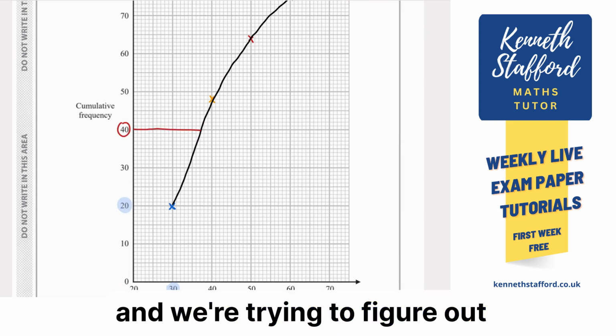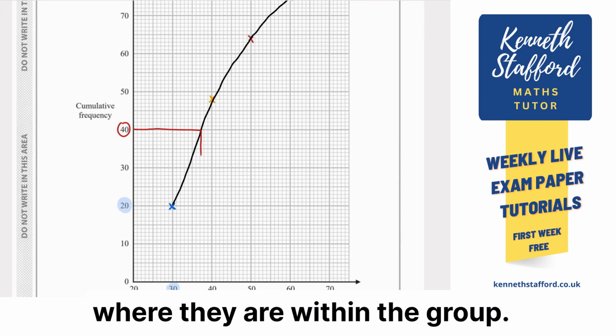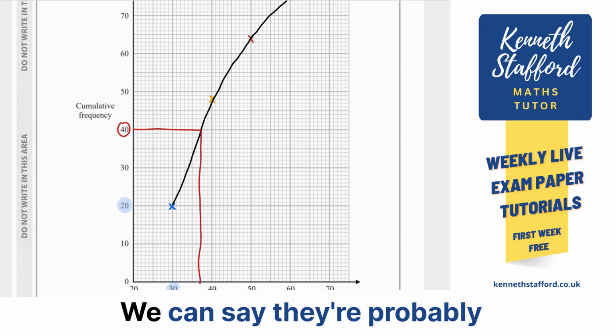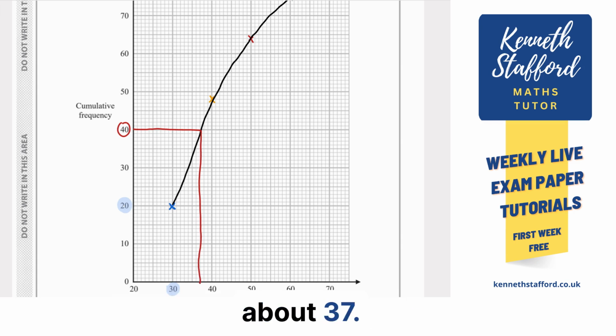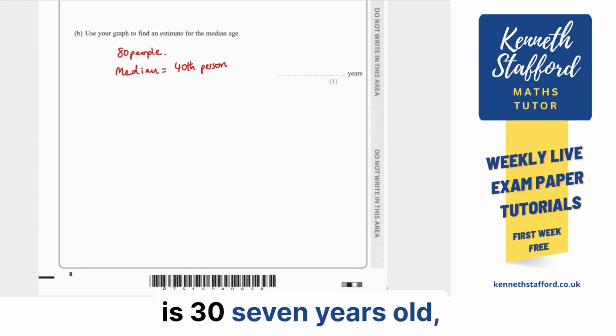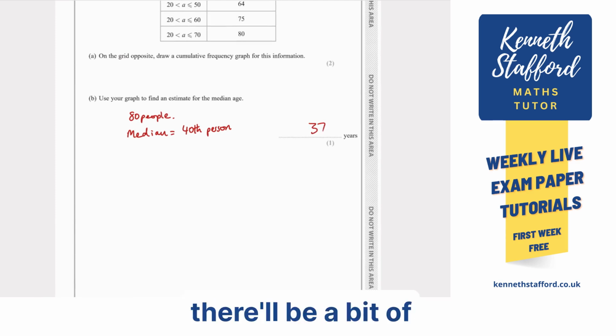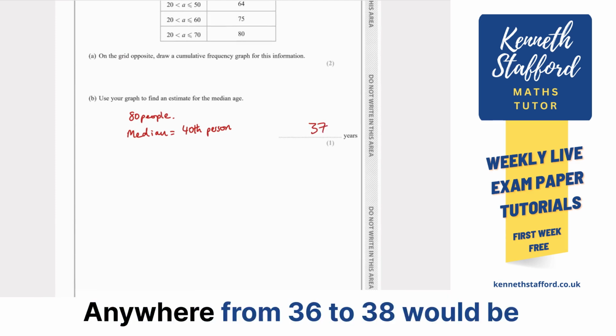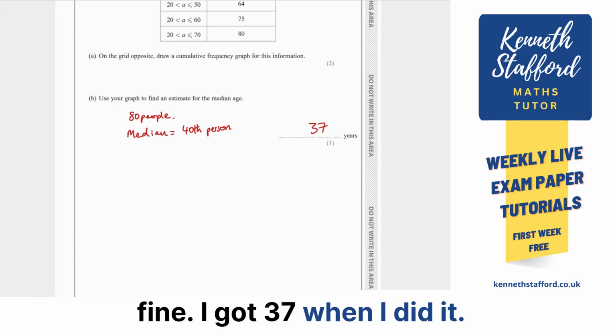And we're trying to figure out where they are within the group. They're in the 30 to 40-year-old group, and we can say they're probably about 37. So the median person we think is 37 years old. There'll be a bit of a range for this, depending on how you drew it. Anywhere from 36 to 38 would be fine. I got 37 when I did it.